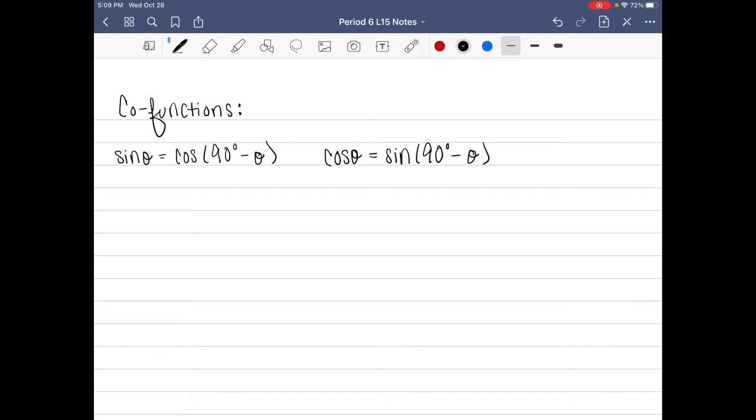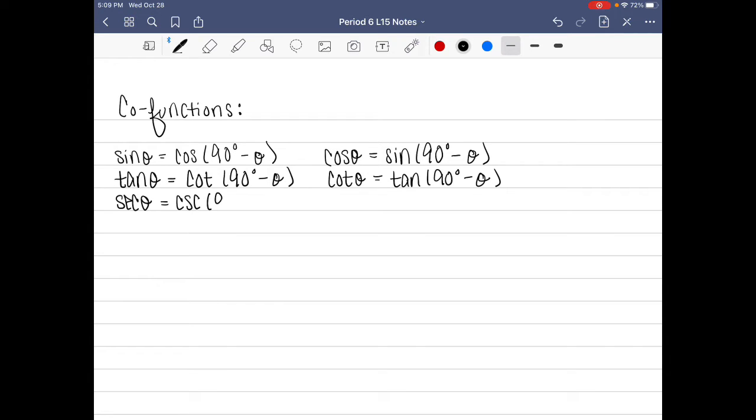We say sine and cosine are co-functions. The next co-function identity is tangent theta along with cotangent of 90 minus theta. And once again, this also goes in the other direction. We can start with cotangent, and that will be equal to tangent of the complementary angle, 90 minus theta again. And then our last set of definitions was secant and cosecant. And once again, you could do a little switcheroo here and have cosecant theta equal to secant of 90 minus theta.